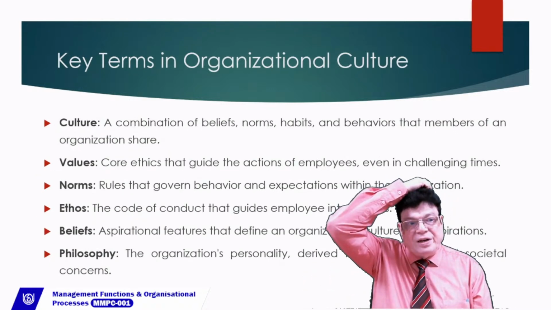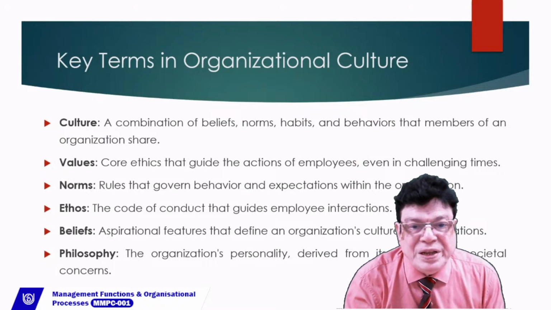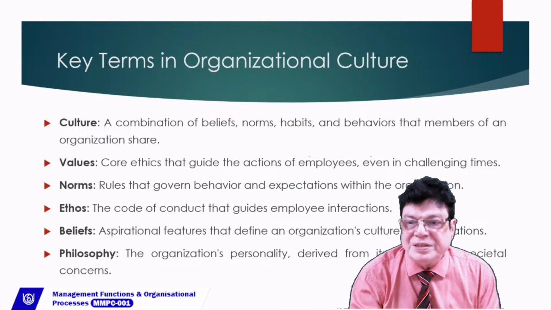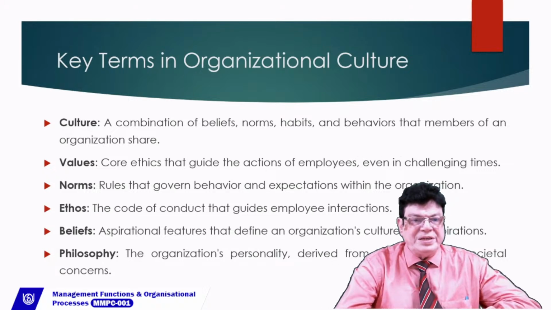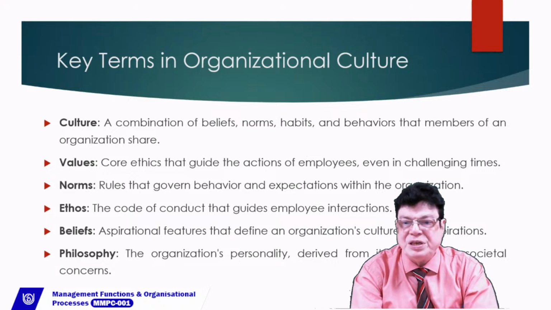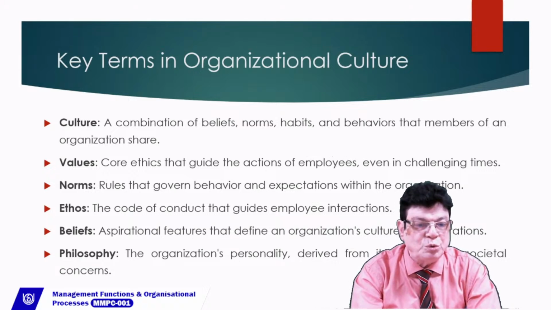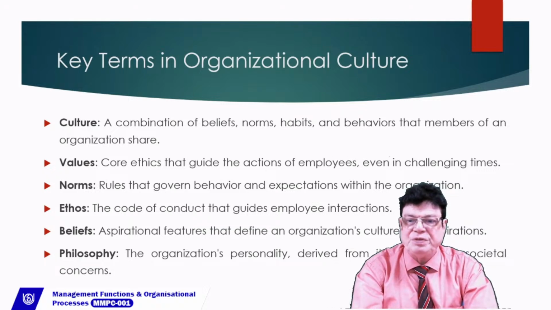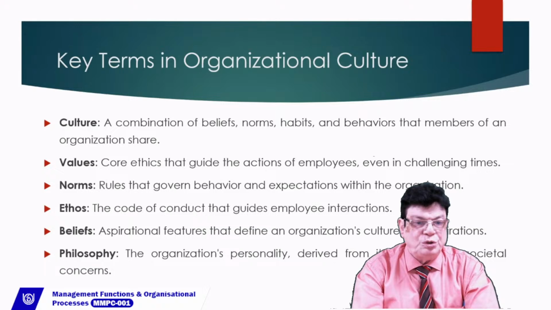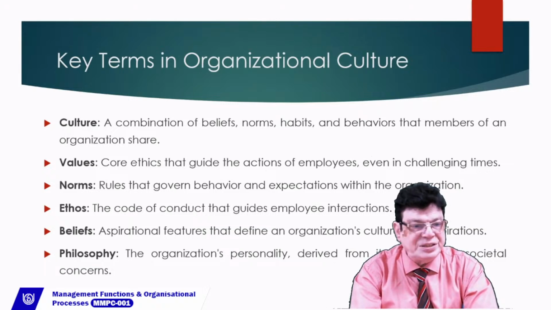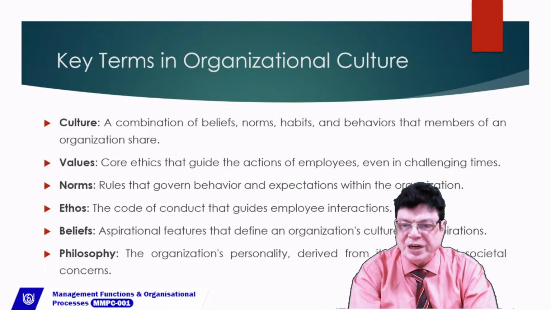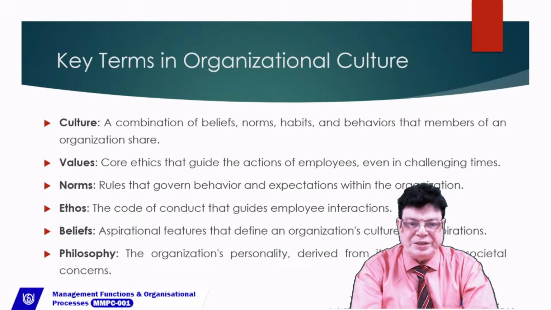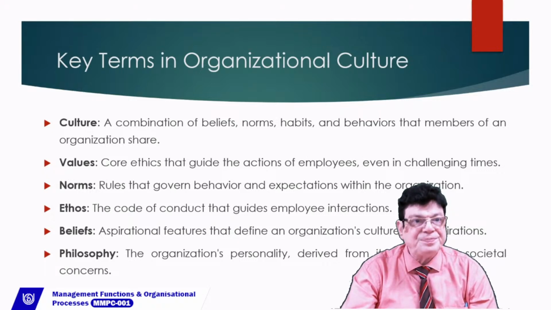Key terms in organizational culture. Culture: a combination of beliefs, norms, habits, and behaviors that members of an organization share. Values: core ethics that guide the actions of employees even in challenging times. Norms: rules that govern behavior and expectations within the organization. Ethos: the code of conduct that guides employees' interactions. Beliefs: aspirational features that define an organization's culture and aspirations. Philosophy: the organization's personality derived from its mission and societal concerns.